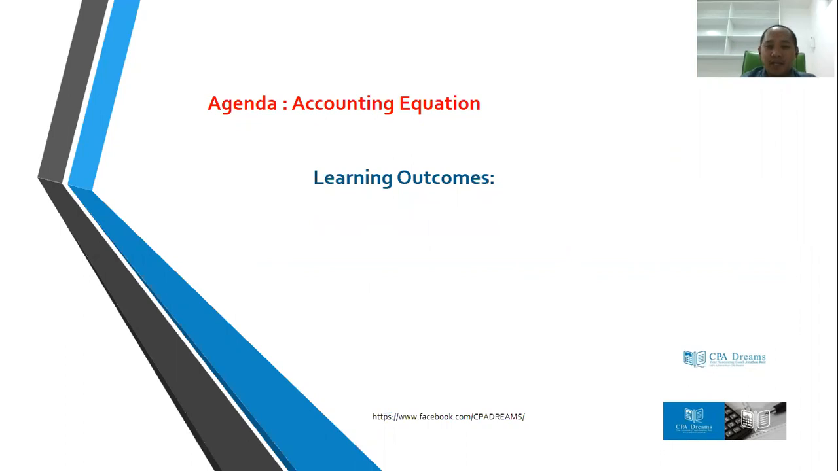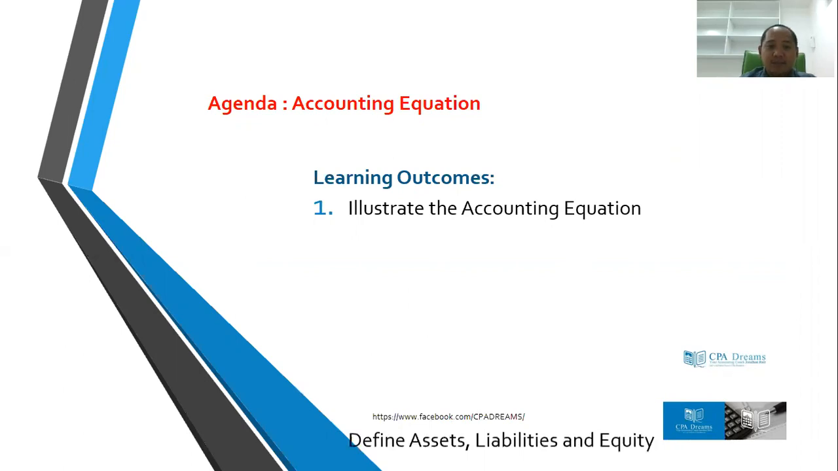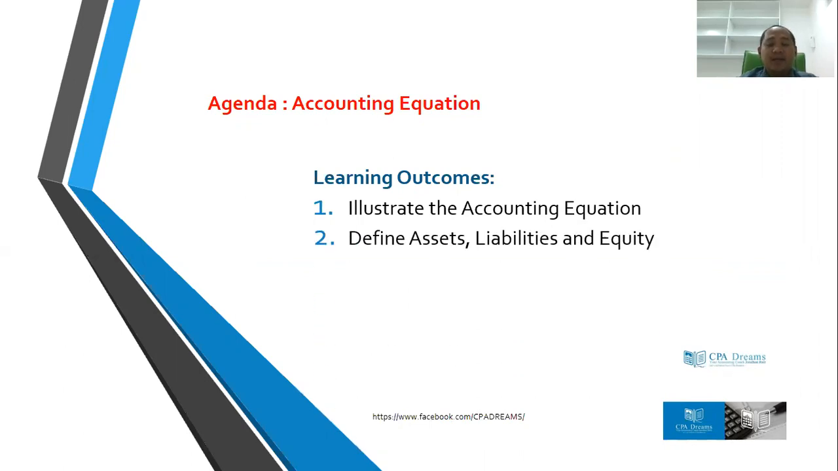Now, what will be our learning outcomes? Our learning outcomes will be: I will illustrate the accounting equation and you will be able to do it yourself. We will define assets, liabilities, and equity, and we will answer two multiple choice questions. Okay, are you ready? So let's start.